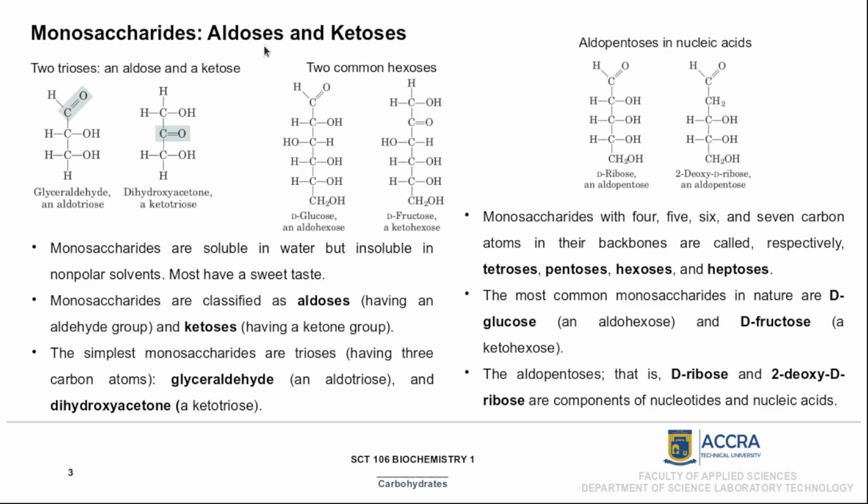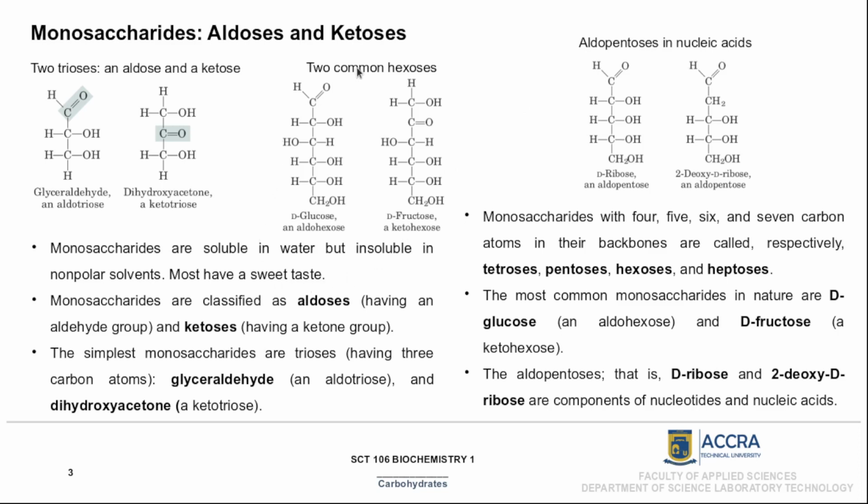Aldoses have the aldehyde group in them. So for instance, you have glyceraldehyde having the aldehyde group, C double bond O, at the end of the chain. You have the C double bond O, which is the aldehyde group, in glyceraldehyde. So you see the aldehyde group also in glucose. You see the same in ribose, and you see the same in deoxyribose. These monosaccharides with the aldehyde group in them are called aldoses.